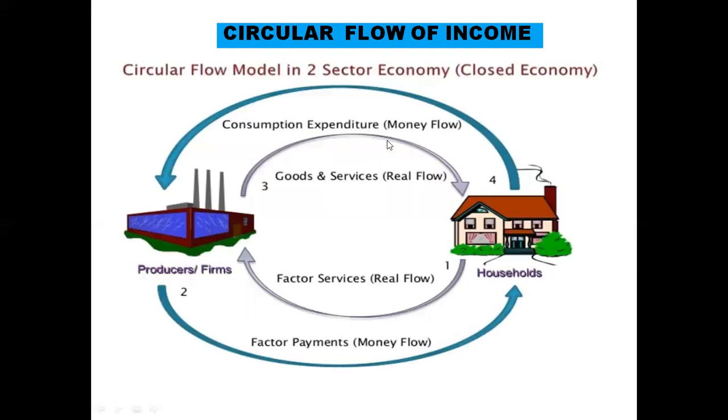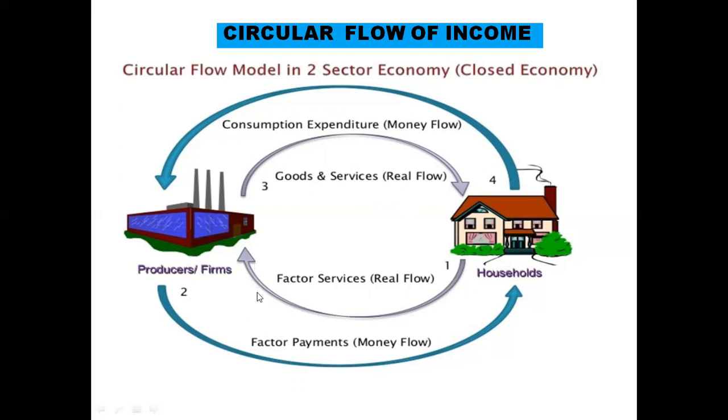Now here for simplicity, we have considered the circular flow of economy in a two-sector model where there are only two sectors, producers or firms and households. Here we imagine there is no government and the country has no relationship with the rest of the world. So it is a very imaginary economy. For simplicity, first we will consider only two sectors, right? Households and firms.